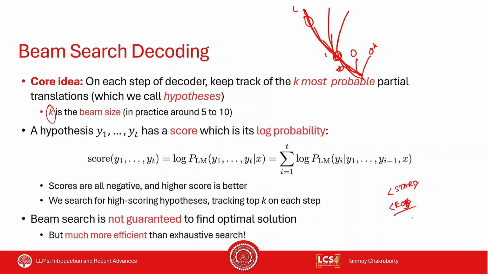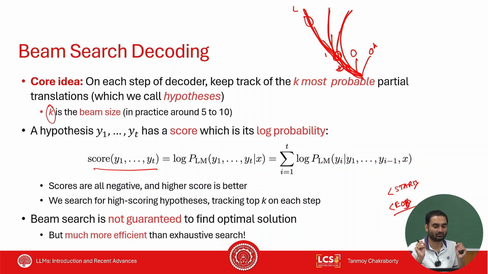So now which hypothesis will I choose at the end? I will choose the hypothesis whose score is higher. And how do we measure this score? The score is essentially the log probability of the sequence that we have generated so far. Clear? So I mentioned two things. One is the value of k, right? We decide a k, and then every hypothesis will be assigned a score.